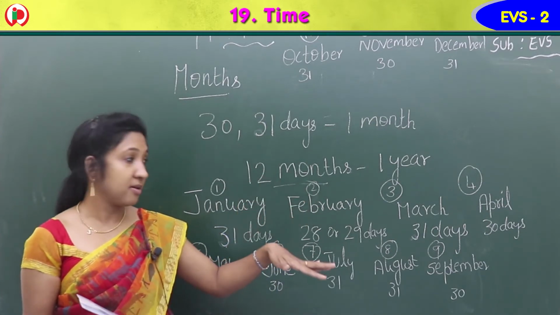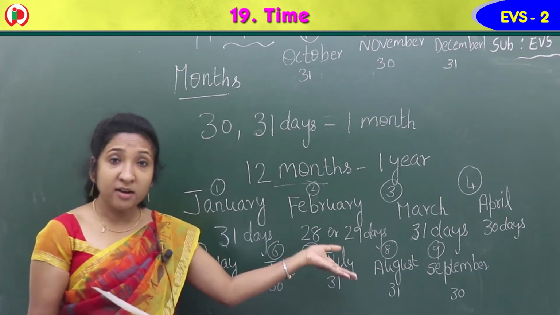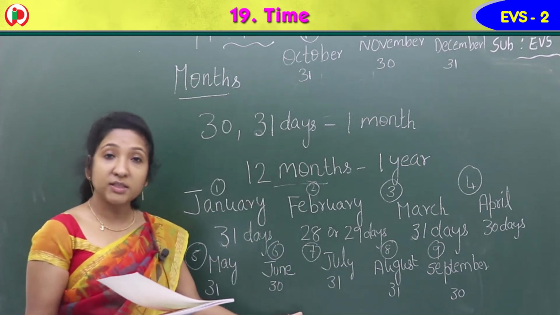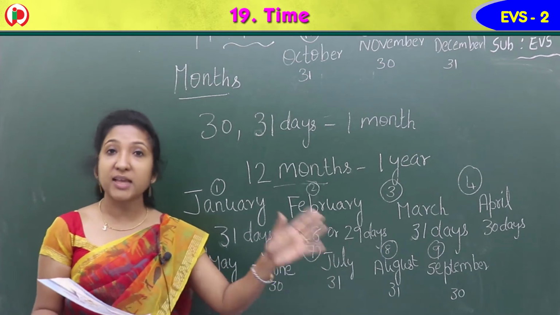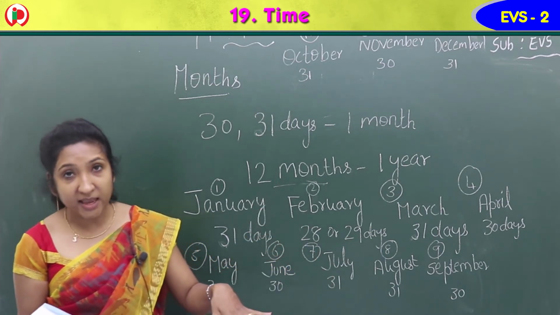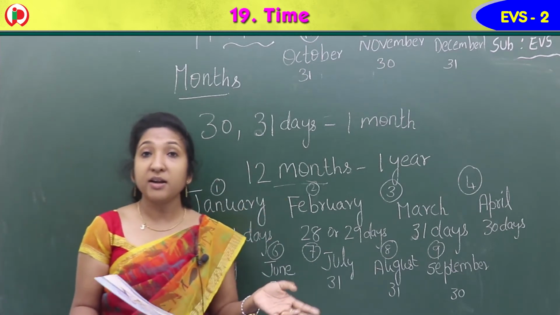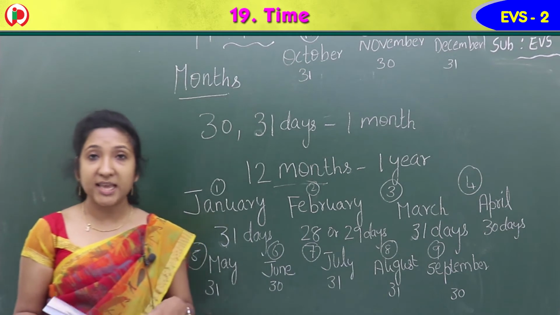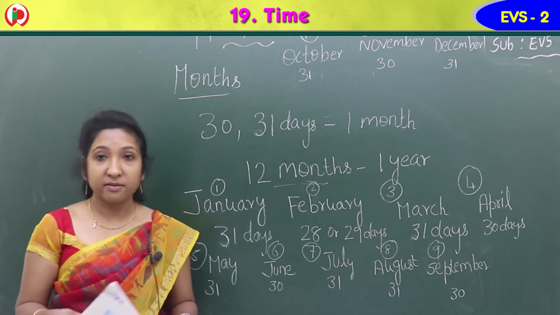Then March, 31. Then April, 30. May, 31. June, 30. July and August have 31 days. Then September, we have 30 days again. October, 31. November, 30. December, 31. Isn't it? Yes. Now comes year.